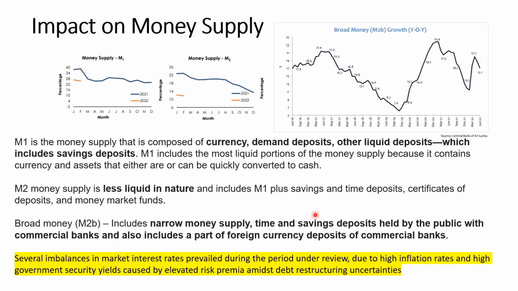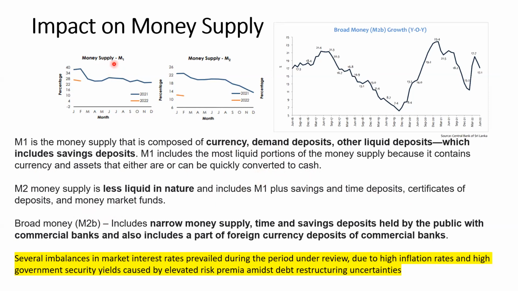Then the impact of money supply. That's also very important. In the money supplies, there are different money supply sources. We call them M1, M2, and broad money. This M1 means currency, which is quickly converted to cash. This M2 means quickly converted to cash plus some time deposits, certificates of deposit, and money market funds. Those are the definitions of the different money supplies.